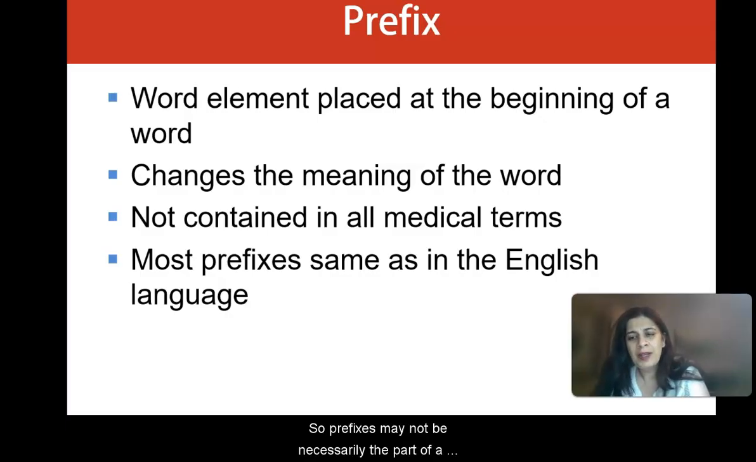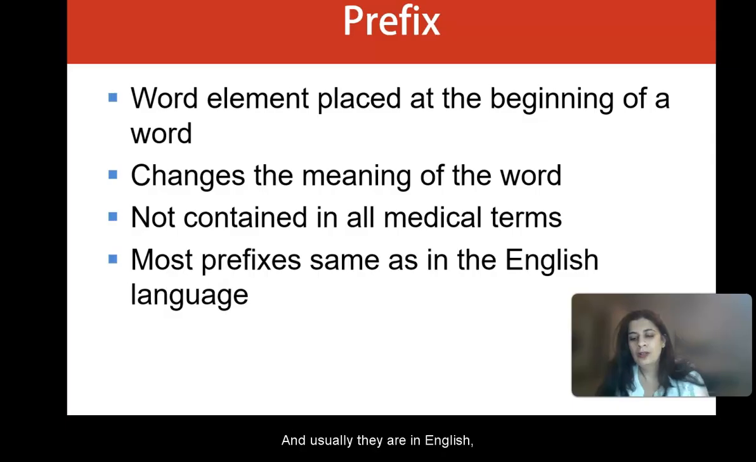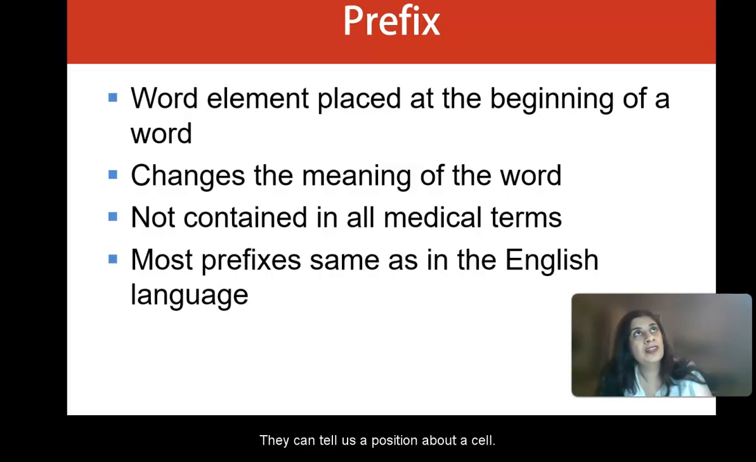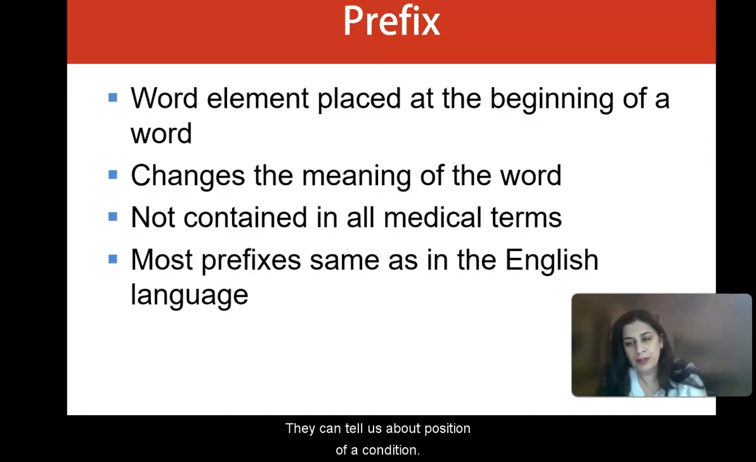So prefixes may not necessarily be part of a medical term, and usually they are in English. So that is an important thing to keep in mind. However, they can tell us a lot of information. They can tell us about the position of a disease, about a cell, about the position of a condition. They can tell us about the position of a graft or where it's coming from. Sometimes they can also tell us about the time.